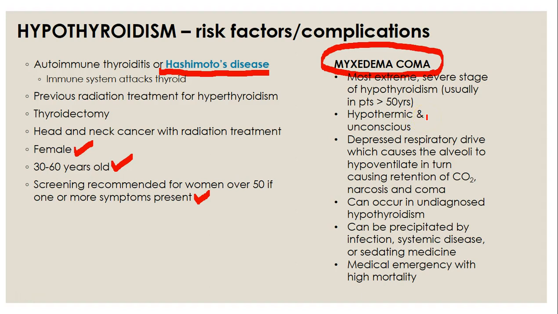If they slip into a myxedema coma, they're usually hypothermic, have lost consciousness, everything is slowed down, they have a depressed respiratory drive, which can lead to the retention of CO2 and lead to necrosis, and it kind of precipitates the coma. It can occur in undiagnosed hypothyroidism, but it also can follow an infection, some sort of a systemic disease, or sedating medicine. And like I said before, unfortunately, there is a high mortality rate with it.